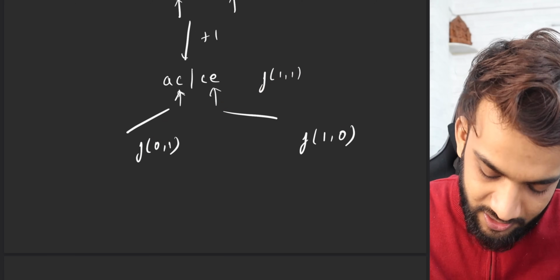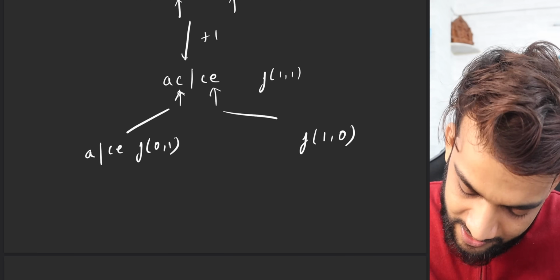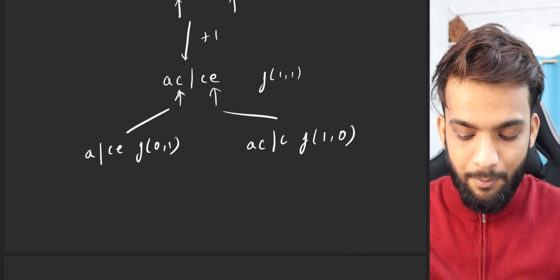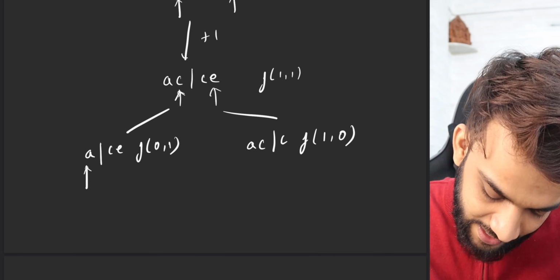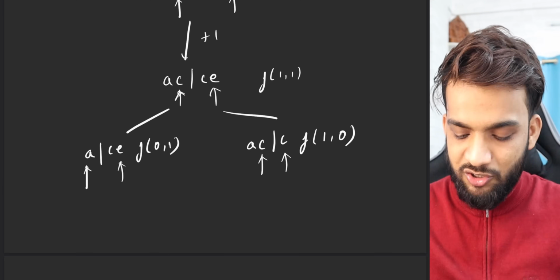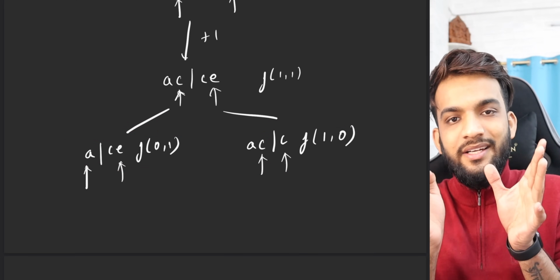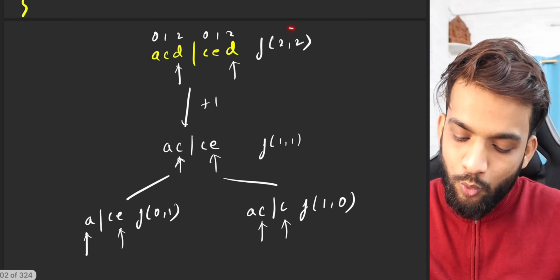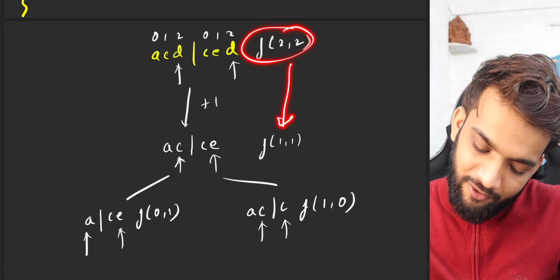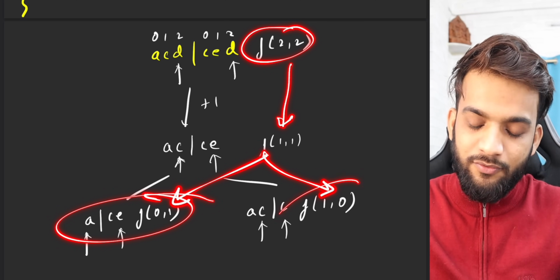Okay. So what does this signify? 0 of 1. A, C, E, and this signifies AC and C. Perfect. We are standing over here, we are standing over here, we are standing over here, and we are standing over here. Okay. So this recursion will be solved at first, and then this recursion will be solved. You are understanding, right? F of 2, 2 will call f of 1, 1. F of 1, 1 will call this, and take the max of this and the max of this.